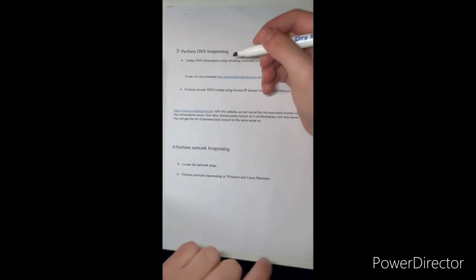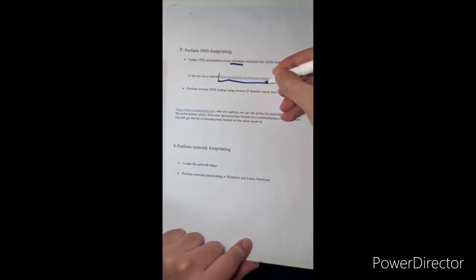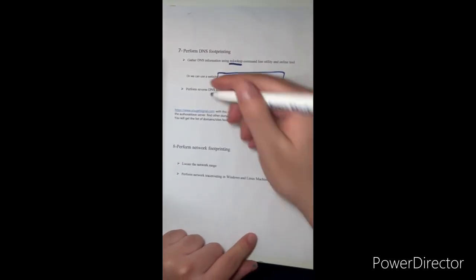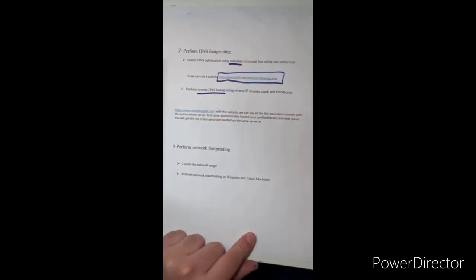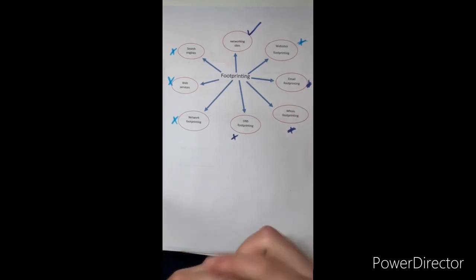First of all, we start using the nslookup command line utility, and there is another online tool which is considered as an alternative way for using nslookup, and here's the link of this online tool. And then we'll jump on using the reverse DNS lookup. And finally, we will be covering network footprinting.